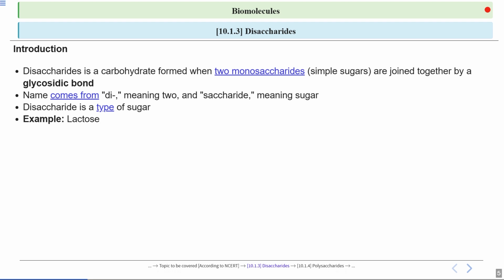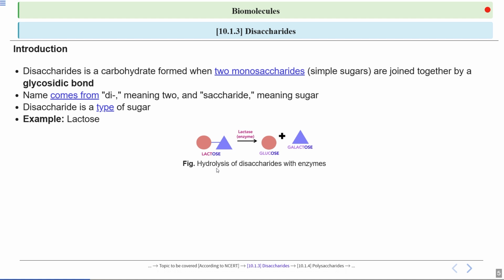A common example of a disaccharide is lactose. Lactose is the sugar which is found in milk, and it is made up of two monosaccharides. So what are those two monosaccharides? They are glucose and galactose. If you see this diagram, it shows how a disaccharide, which is lactose, can be broken down or hydrolyzed using enzymes.